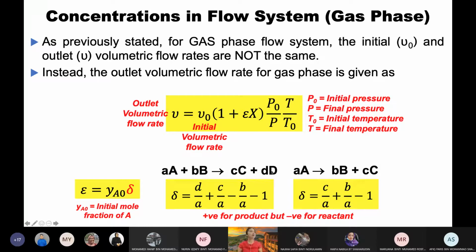Back, you have P naught per P. So P naught tu apa? P naught initial pressure, P final pressure. So kan saya kata dengan kamu, volumetric flow rate liquid, volumetric flow rate gas is influenced by three things, right? Temperature, pressure, the reaction itself.